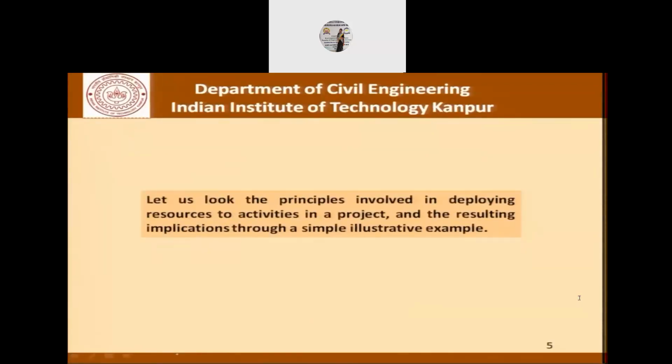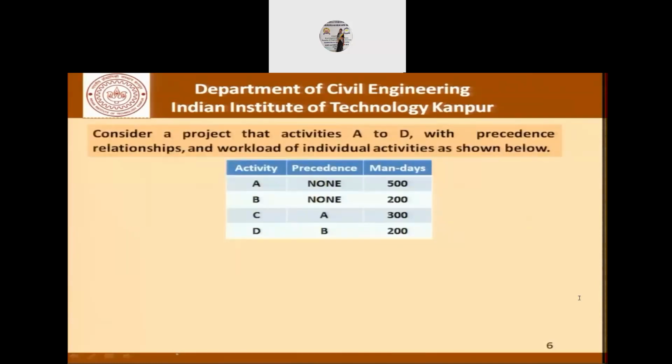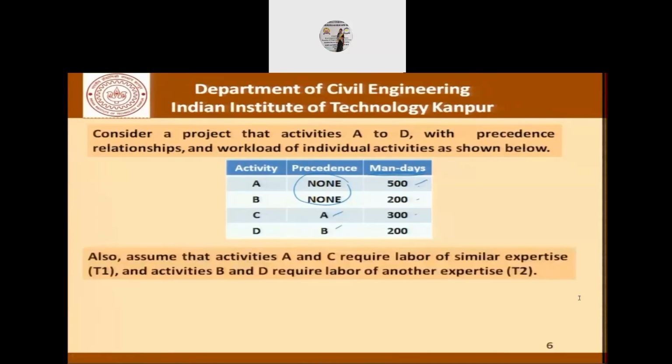Now let's look at the principles involved in deploying resources to activities in a project and the resulting implications through a very simple illustrative example. We have talked of this project before when we considered a simple project having just activities A, B, C, and D with precedences as given. A and B are independent and can be started right at the word go. C depends on A and D depends on B. This is the mandatory requirement as far as each of these activities is concerned.